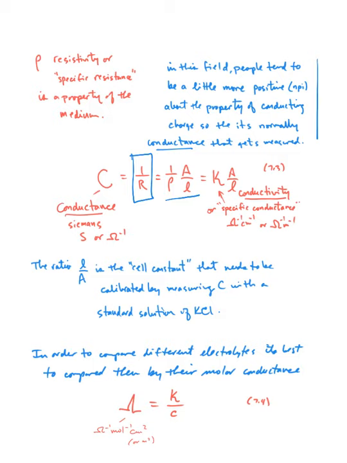As I mentioned earlier, the cell constant was L over A, and you need to calibrate that by measuring the conductance with some standard solution, usually potassium chloride. Now, in order to compare different electrolytes, it's best to compare them by their molar conductance. It's not really fair to say, oh, this solution conducts twice as much as another solution if you have twice as much salt dissolved in it. That doesn't seem fair. So this is kind of the molar version of this property.